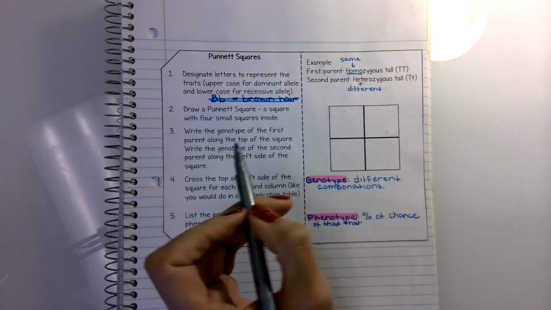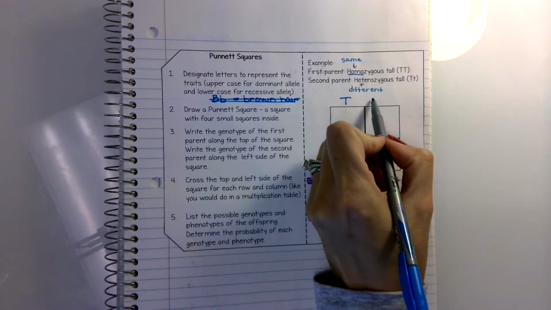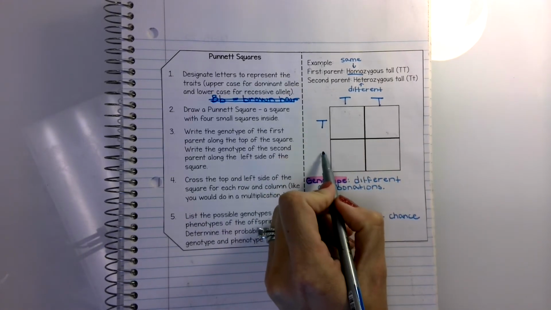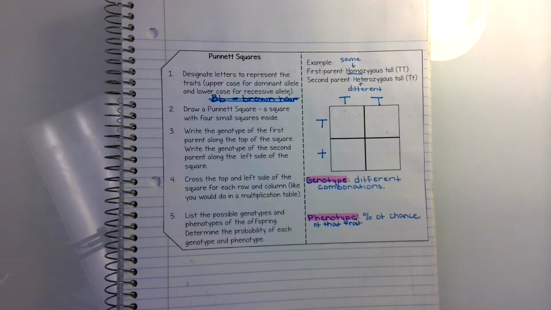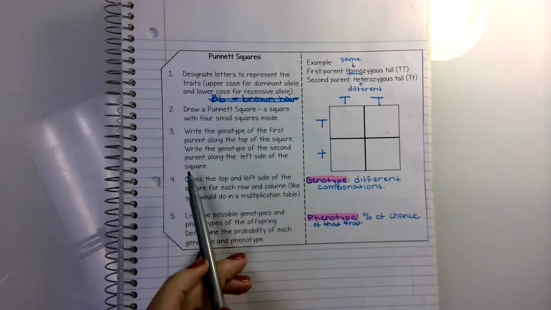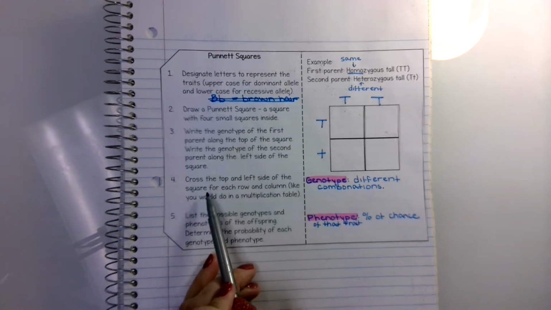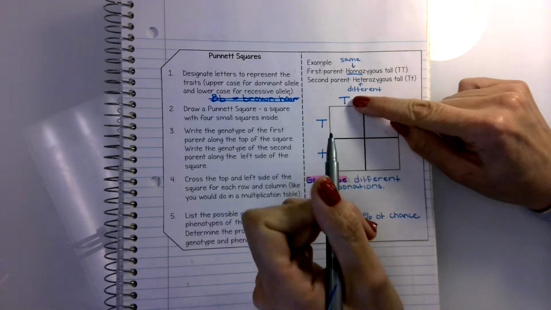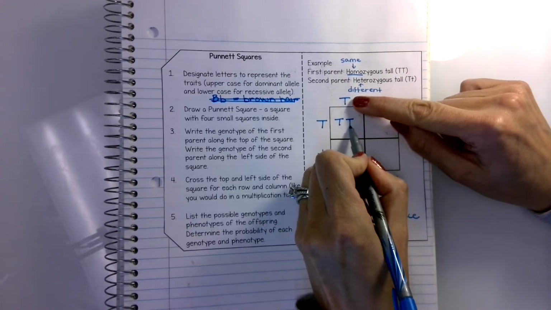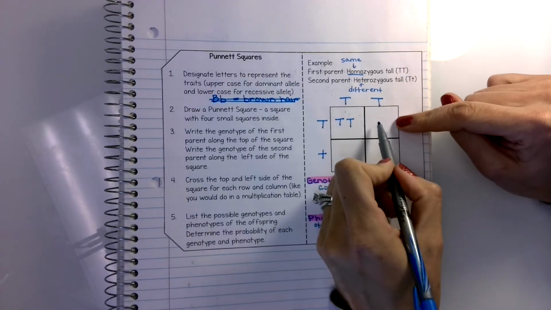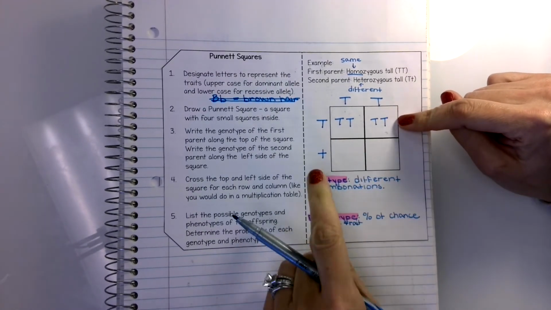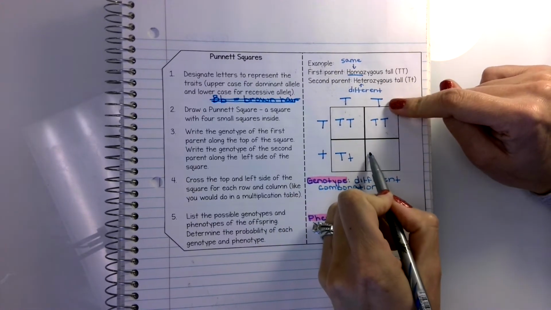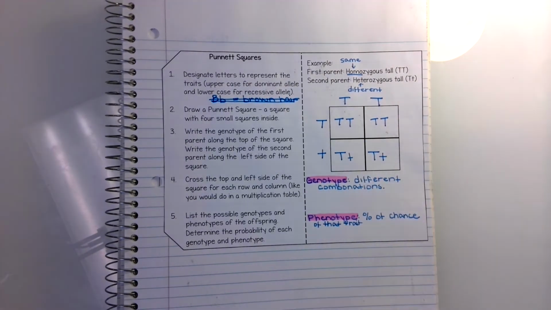Okay, first parent along the top: tall, tall, so capital T, capital T. Second parent, capital T, lowercase t. Write across the top and left side of the square for each row and column like you would in a multiplication table. So T and T: capital, capital, capital, capital, lowercase and capital, lowercase and capital. All right.